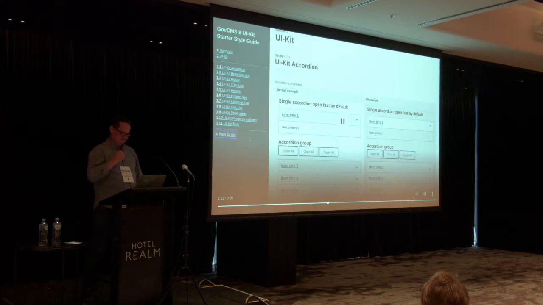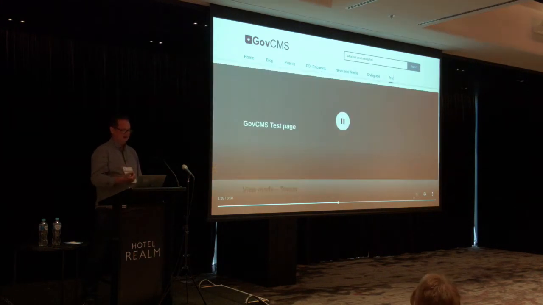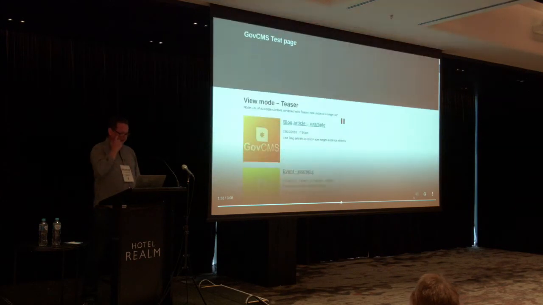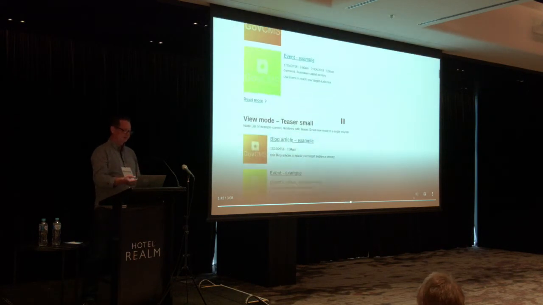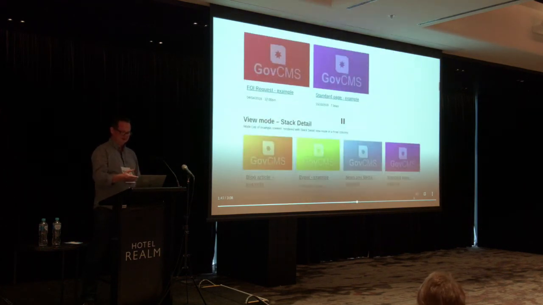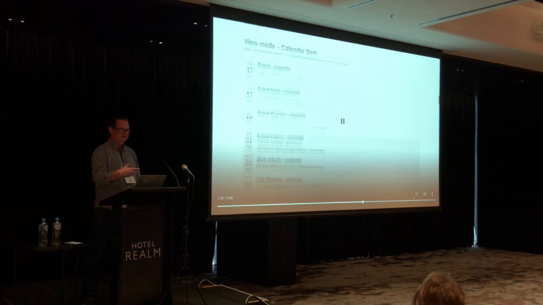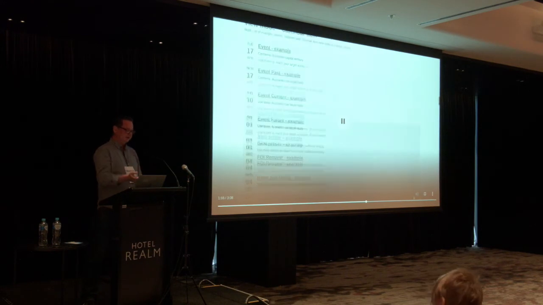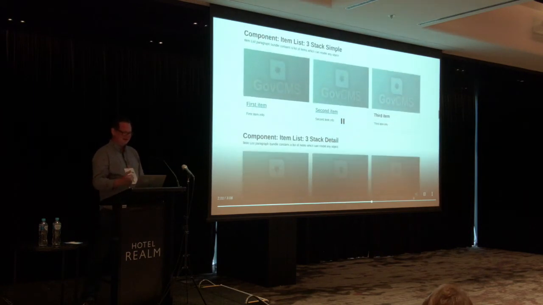One of the other things we did was we had a test web page as well, and this is some default content that's created when the site spins up, which we're taking through the various components. Here we're showing off in this case different view modes, teasers and teaser smalls, what we call stacks, these ones, and stack detail. So all of these are components of what we were seeing on the campaign's website and the DTA website and things like that. We also have the calendar items for events, which is one that Toby wanted to put in there. We got that one in.